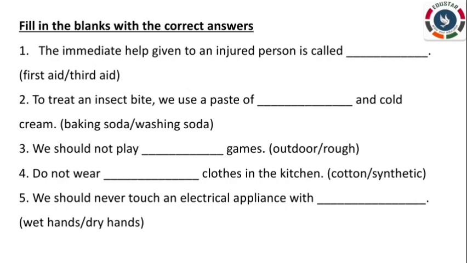Next, you will fill in the blanks with the correct answers. First one, the immediate help given to an injured person is called first aid or third aid. It is called first aid. To treat an insect bite, we use a paste of dash and cold cream, baking soda or washing soda. It is called baking soda. We should not play dash games, outdoor games or rough games. We should not play rough games. Do not wear dash clothes in the kitchen, cotton or synthetic. Synthetic cloth should not be worn in the kitchen.